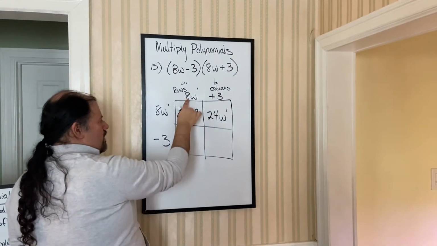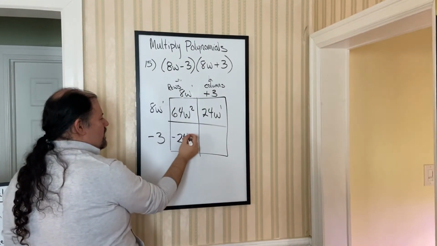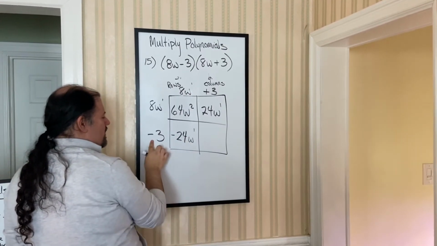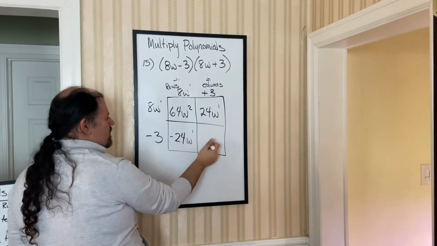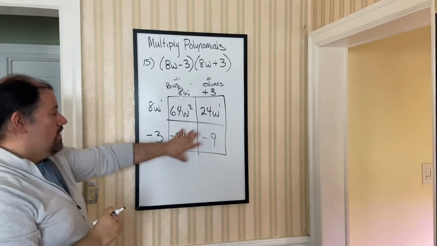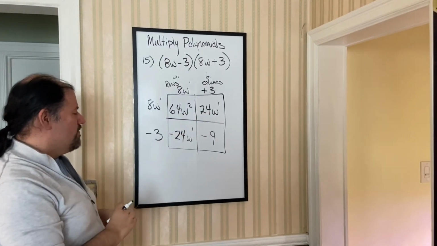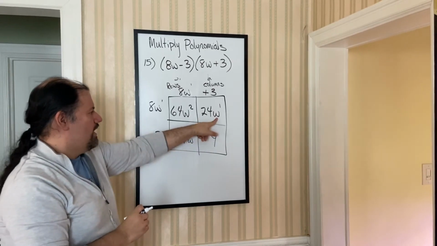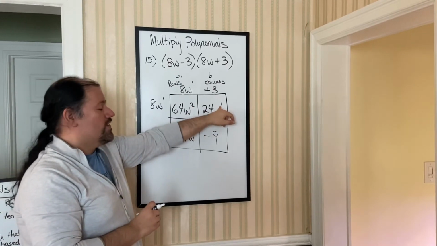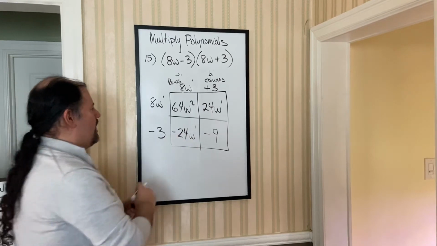This corner, remember, +8 times a -3, we're going to get a -24. 1w, 0w, you still have 1 here. And then -3 times a +3, we're going to get a -9. Once each individual square is done, we are done adding the exponents. We're just going to look for like terms. For like terms, you have to have the same variable and exponent. So w squared and w first you cannot combine, but these two you can. See how they line up diagonal?